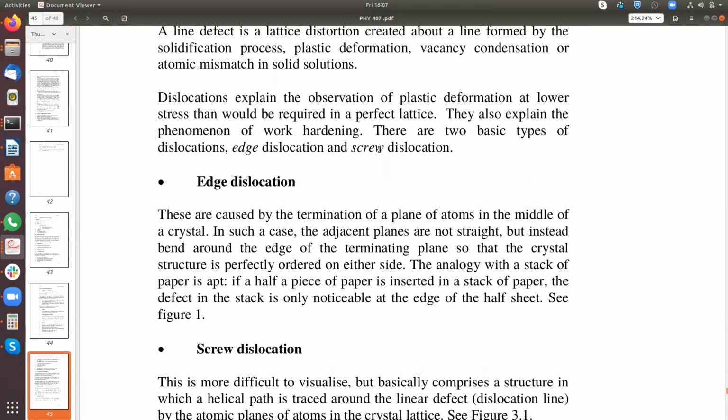Okay. Now let's explain the concept of edge dislocation and screw dislocation. Edge dislocations are caused by the termination of a plane of atoms in the middle of a crystal. In such a case, the adjacent planes are not straight, but instead bend around the edge of the terminating plane, so that the crystal structure is perfectly ordered on either side. The analogy with a stack of paper is apt. If a half piece of paper is inserted in a stack of paper, the defect in the stack is only noticeable at the edge of the half sheet.